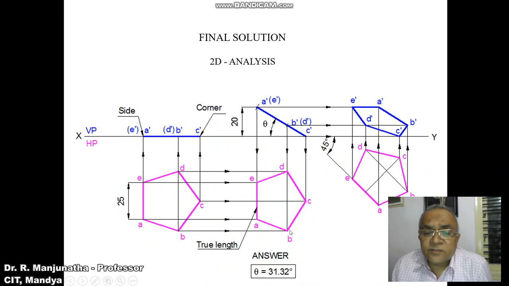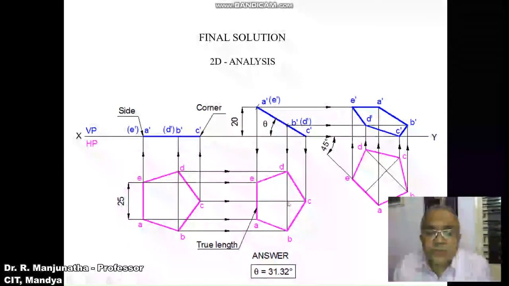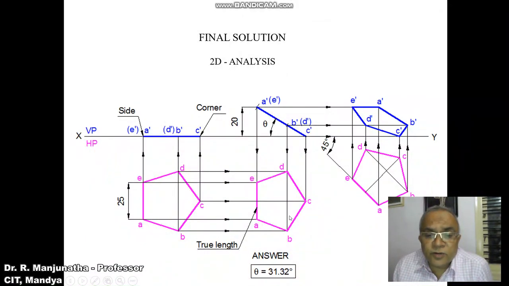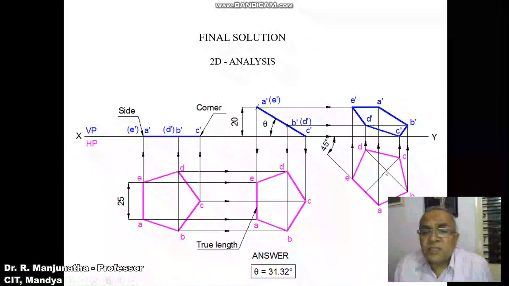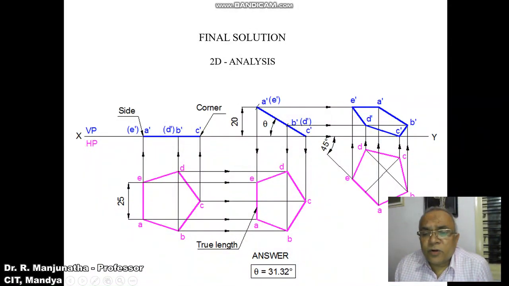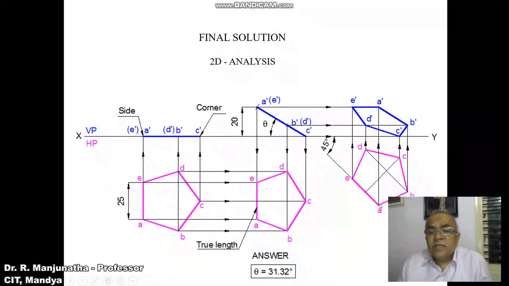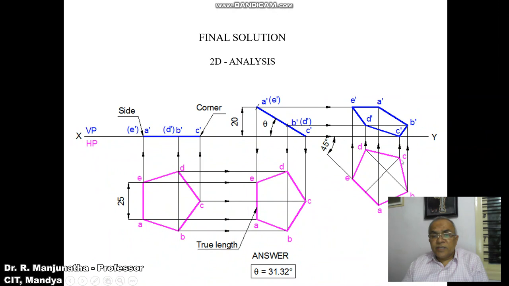Then we have to transfer the distances for B and D. From this point you measure the distance from this point to B, and also from this point to D. Both will have equal length. So with this as center, you cut an arc on the bottom side, you will get this B, and you cut it onto the top side, you will get this point D. So then join A to B, B to C, C to D, D to E, and E to A with a dark line.